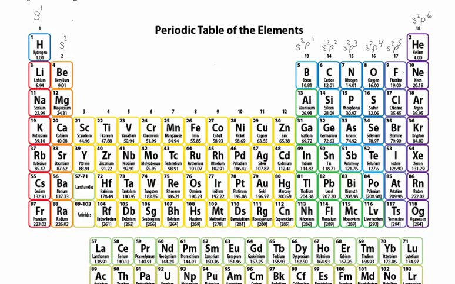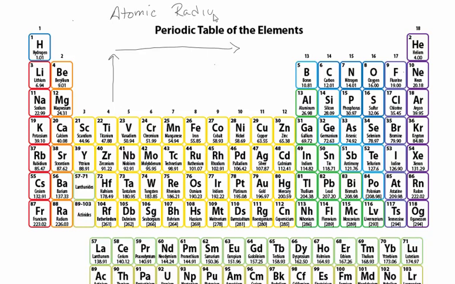Now, along with these chemical properties, we can see trends as we move across a period and up or down a column. Remember, your periods are your rows, your columns are your groups or families. So one of the properties we have that we can see on the periodic table is the atomic radius. So how large is each one of these atoms?